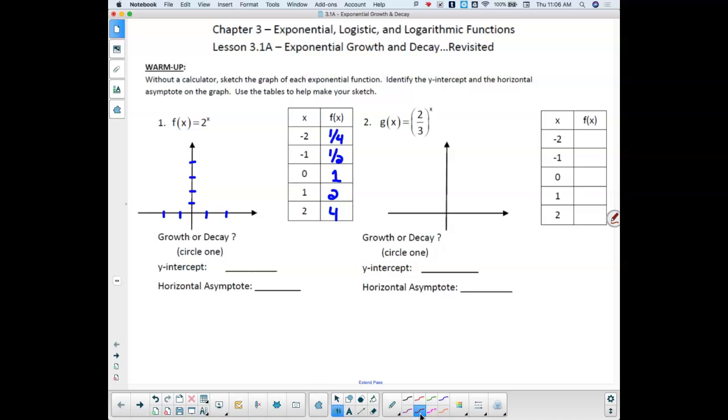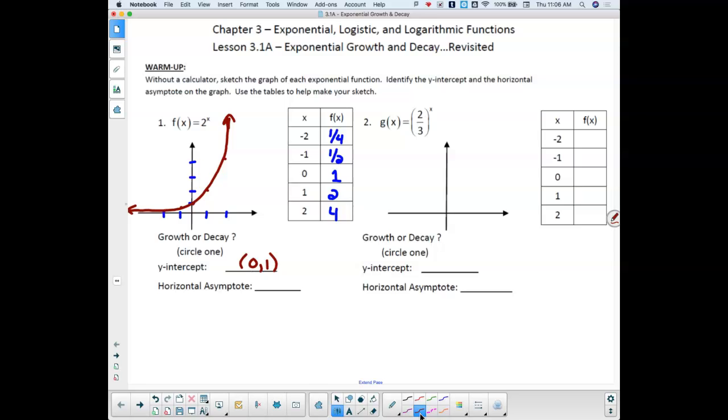So if I plot those points, -2, 1/4 is way down there. -1, 1/2 is a little bit more up. 0, 1 also happens to be my y-intercept. 1, 2, and 2, 4. So my graph would look like that. Is that a growth or a decay?